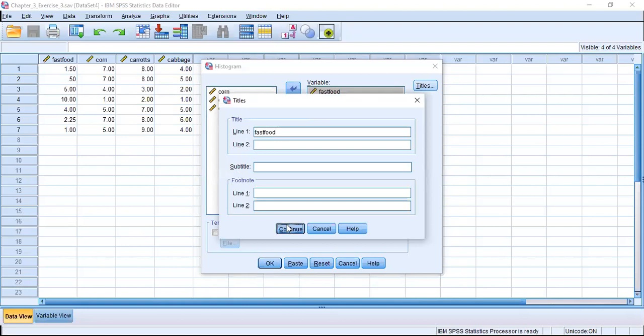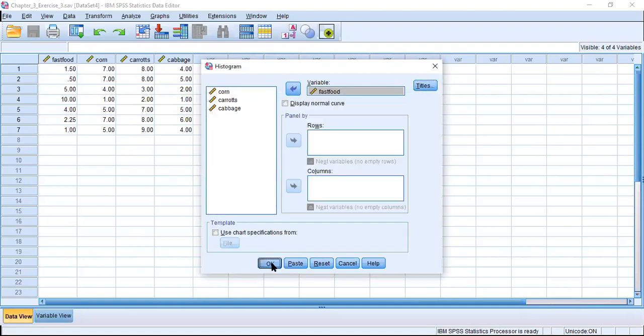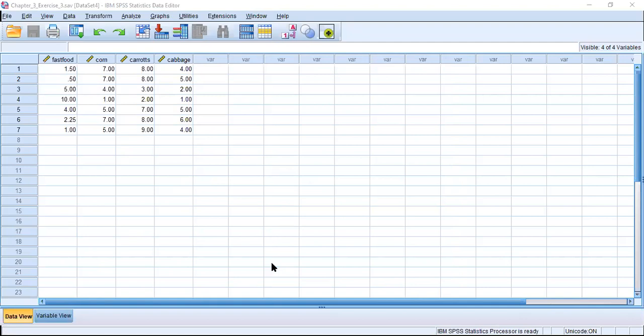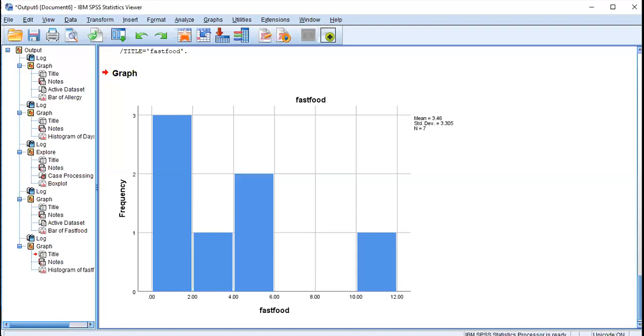And then continue, and then okay. And I'll be sharing the output file with you. So this output file, if you look at, will give you the justified answer. So this is the output file, share, and this is the output file before you.